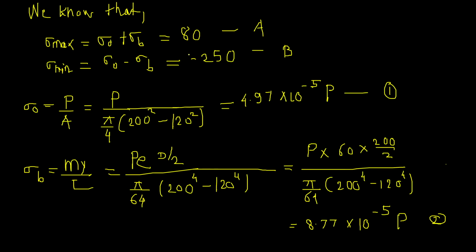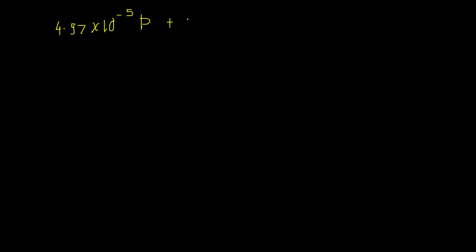4.97 into 10 to the power minus 5 p plus sigma b. Sigma b is 8.77 into 10 to the power minus 5 p. This is equal to 80. So find out the value of p in this case.